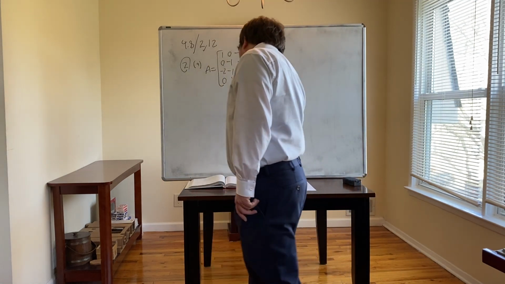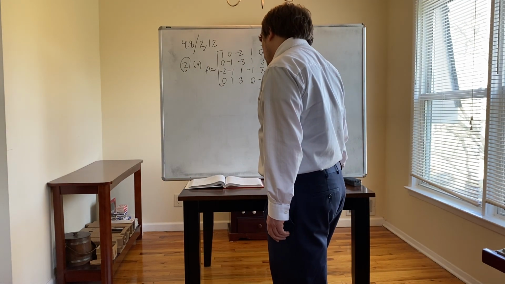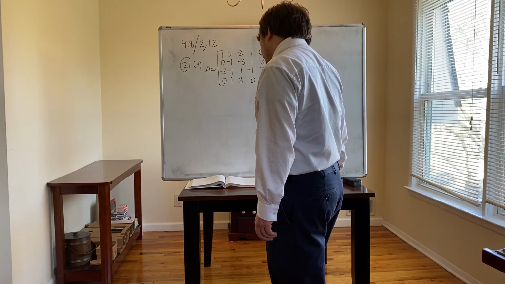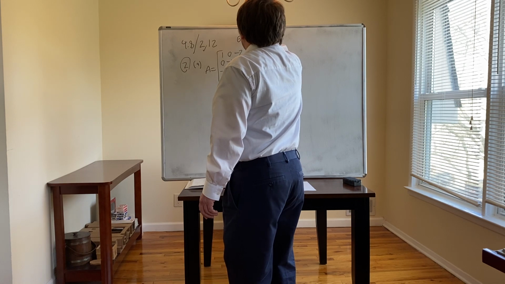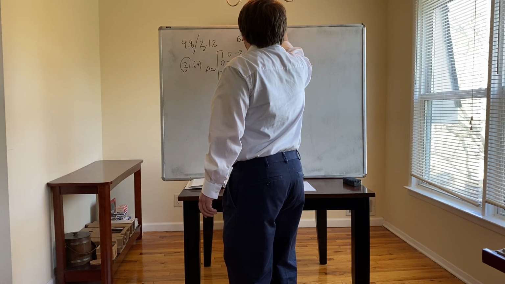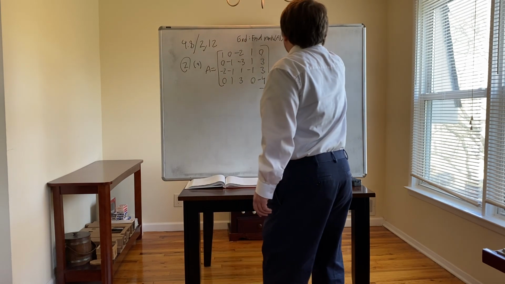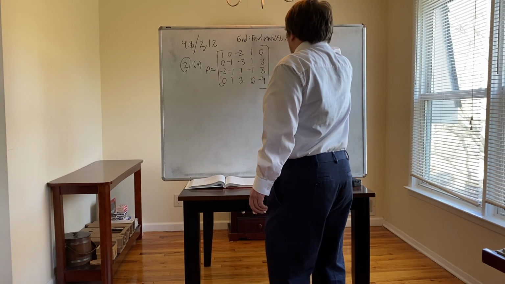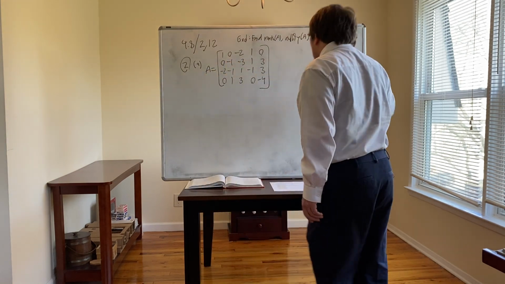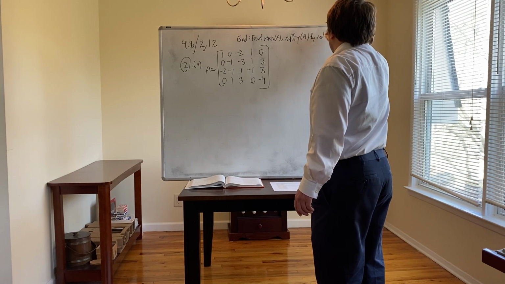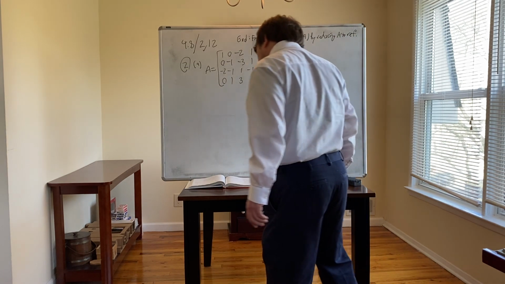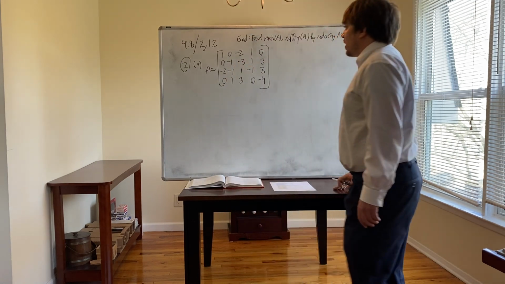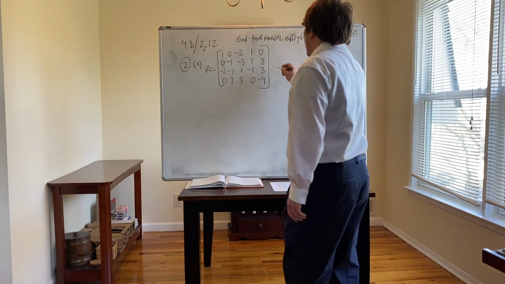I want to find the rank and nullity of the matrix A by reducing it to row echelon form. Okay, so the goal is to find the rank of A and the nullity of A by reducing A to row echelon form. So let's get A to row echelon form.